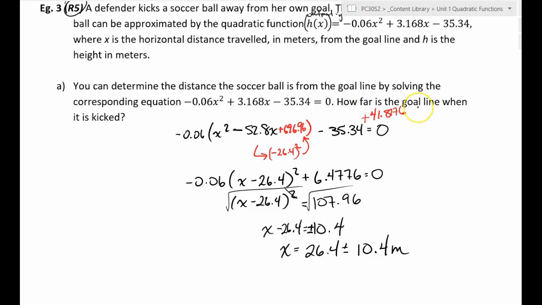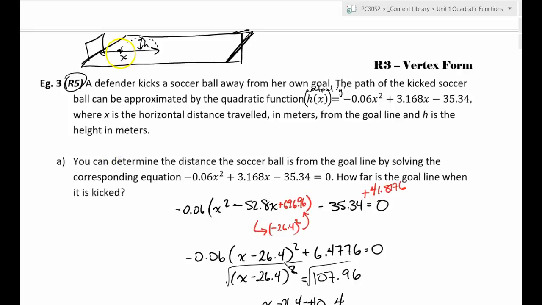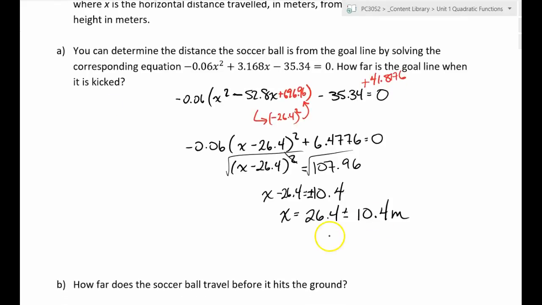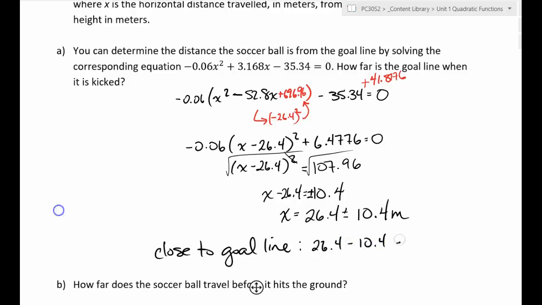So how far is the goal line when the ball is actually kicked? Well, if we look at our picture, it's going to be the closer point, not the farther point. So of the two, we're going to choose when it's subtracting. So that's going to be 26.4 minus 10.4, which gives me 16.4, or just 16 rather, meters.